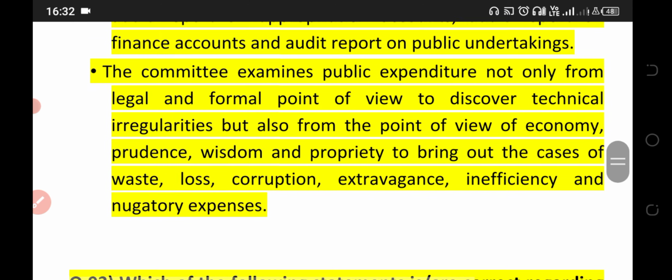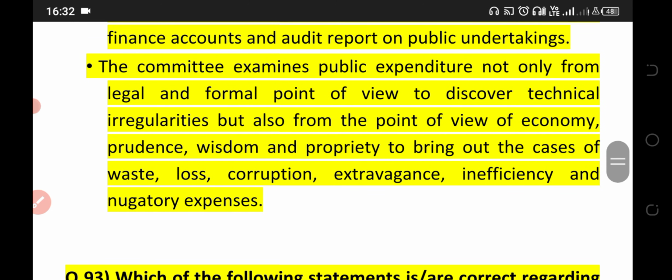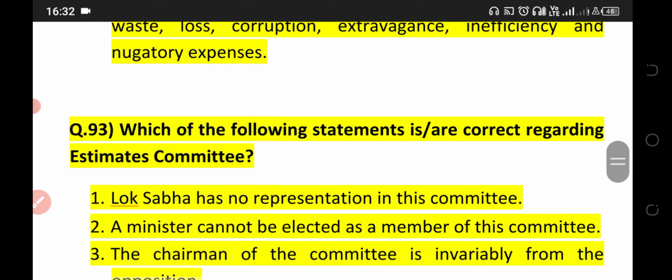The committee examines public expenditure not only from the legal and formal point of view to discover the technical irregularities, but also from the point of the view of economy, prudence, wisdom, priority to bring about the cases of the waste, loss, corruption, extravagance, inefficiency, innovatory expense.